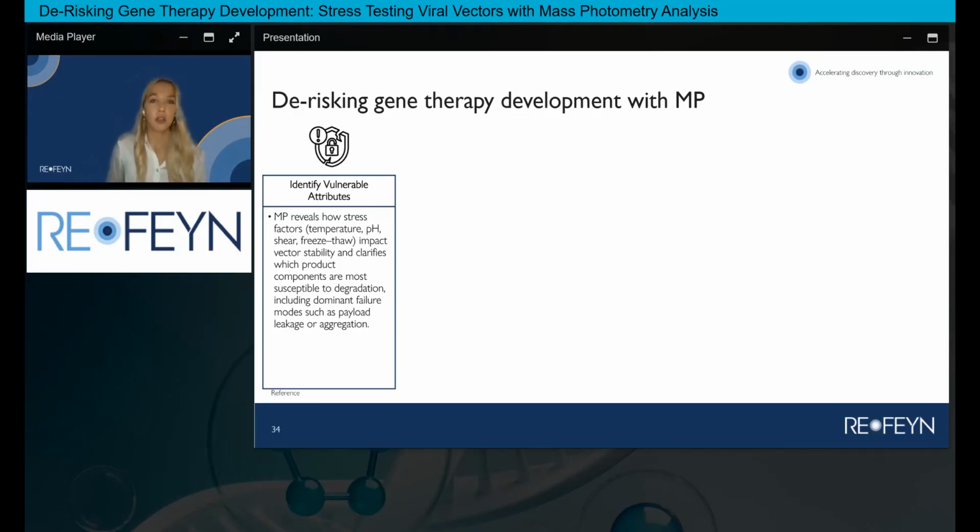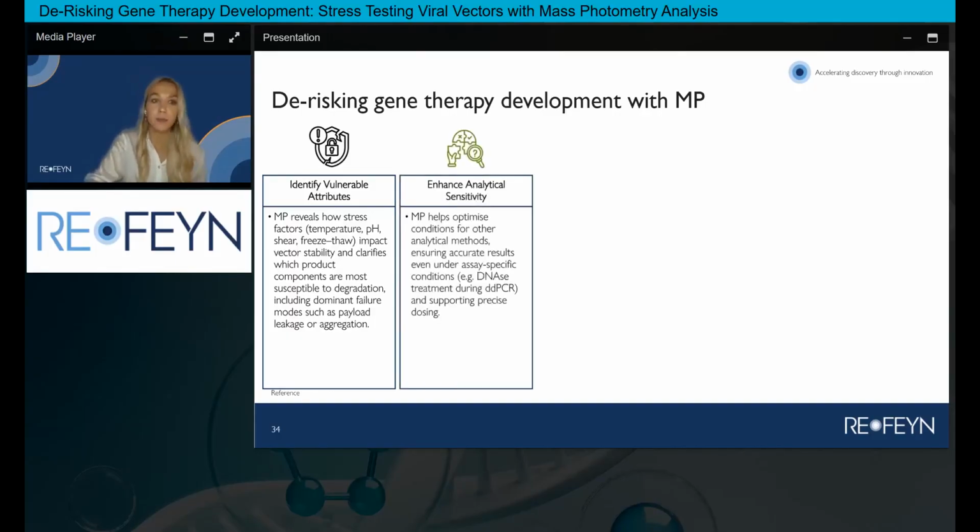By observing how different stress factors such as temperature, pH, shear, and freeze-thaw cycles can impact the viral vectors, and by testing them using mass spectrometry and mass photometry, we can easily determine which components are most prone to degradation. For instance, as you saw, the shift in empty and full populations and the ssDNA and genetic payload leakage give a straight insight into the failure mechanism that traditional methods may sometimes miss.